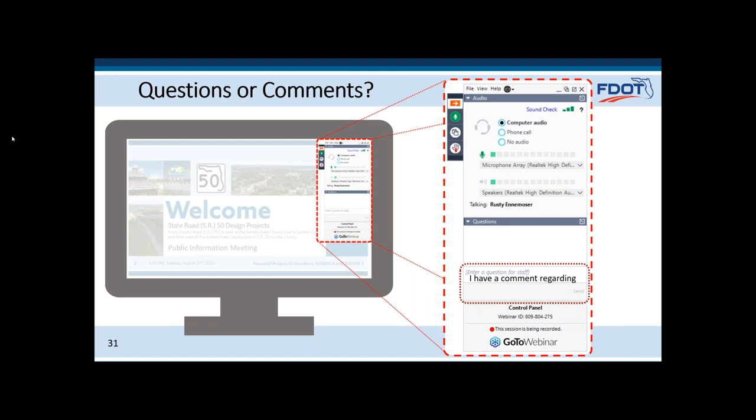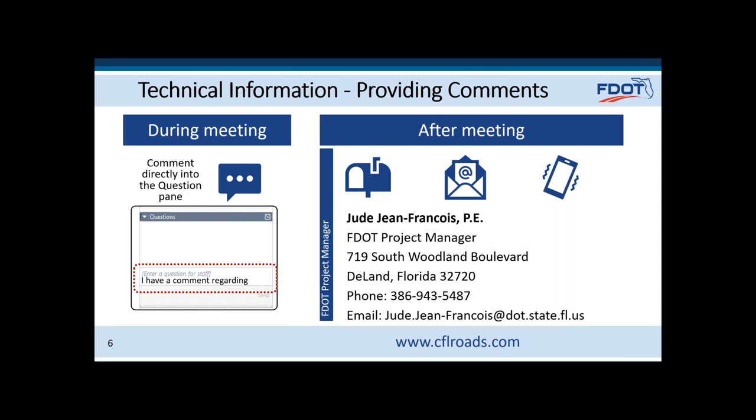Yes, absolutely. Thank you for mentioning that, Jeff. I'll repeat that again. If you have any comments or if you want to talk more specifically about your property offline, you can reach the Florida Department of Transportation Project Manager, Jude Jean Francois, by standard mail at 719 Woodland Boulevard, DeLand, Florida, 32720, by email at jude.jean-francois@dot.state.fl.us, or by telephone at 386-943-5487. So if you have any additional questions or you want to talk more specifically about your property, we can address that there as well.